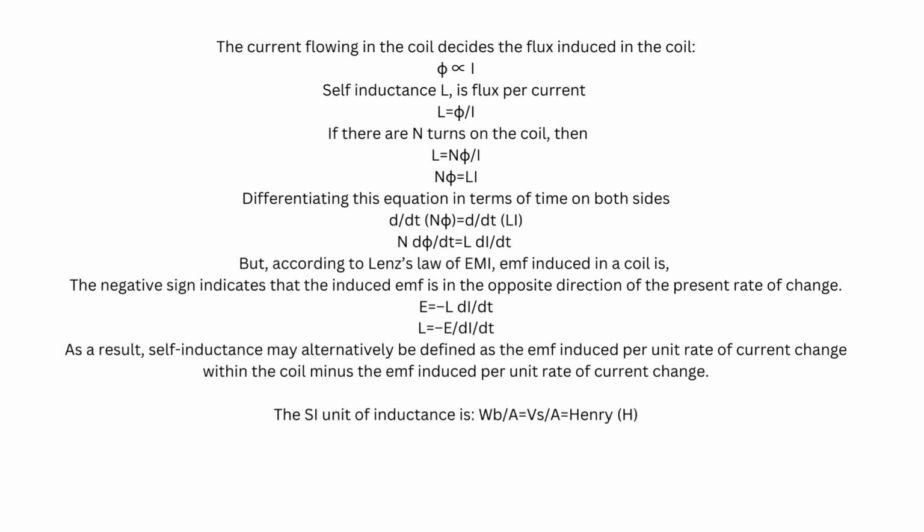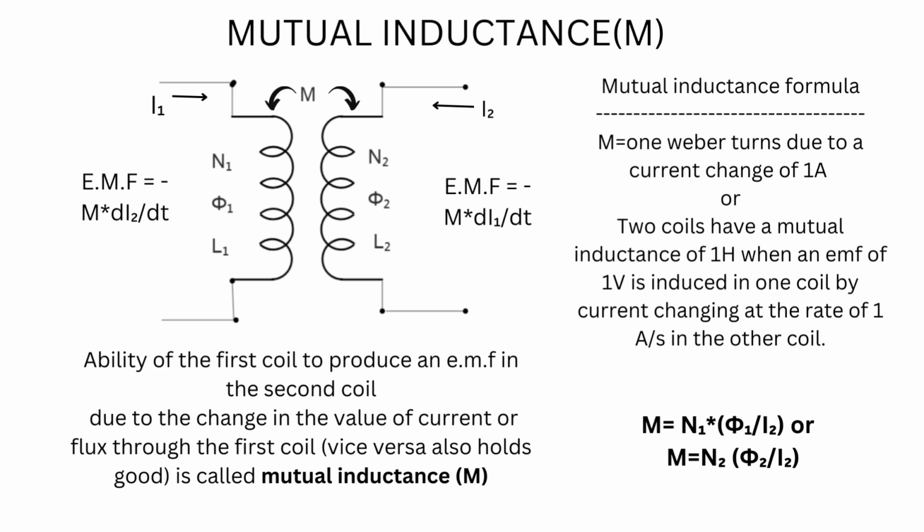Next, we will look at the mutual inductance. We have gone through the self-induction part and found the EMF generated. Next we will see the mutual inductance. In mutual inductance there are two coils. So the current in coil 1 induces an EMF in coil 2. Now see the diagram. N1 is the number of turns of coil 1. Phi 1 is the flux generated in coil 1. L1 is the self-inductance of coil 1. Similarly, N2, phi 2 and L2. L2 is the self-inductance of coil 2.